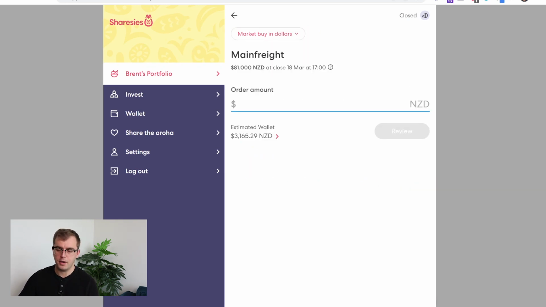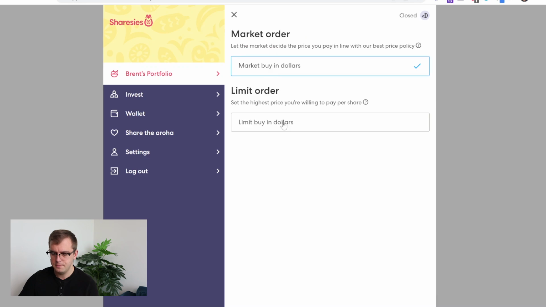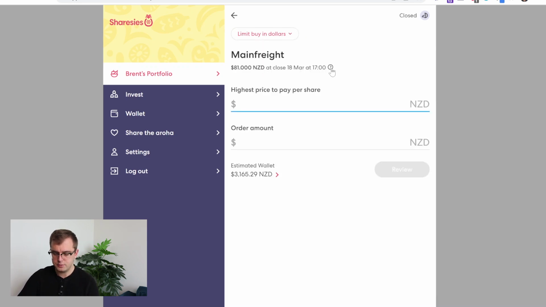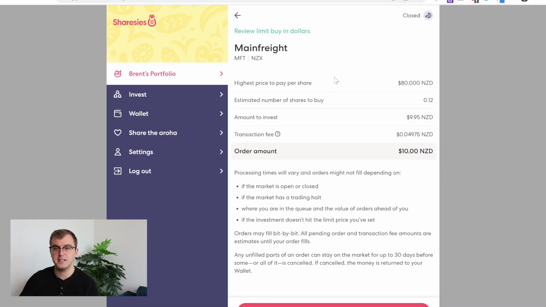However, if we want to do a limit buy, we can simply select that here, and then we put in the maximum price we want to pay, using this reference as a guide. So the most recent price was $81, and if we want to pay a maximum price of $80, we can set the amount that we want to put in, say $10. Once we're happy with that, we press review, and this will tell us the approximate amount of shares that we'd purchase, the amount we'd invest, and the transaction fee, all of which add up to $10. And if we're happy with that, we press the buy button.